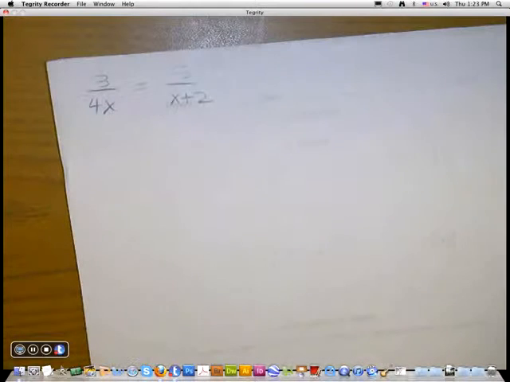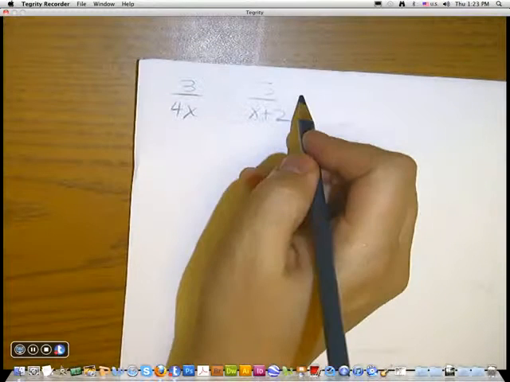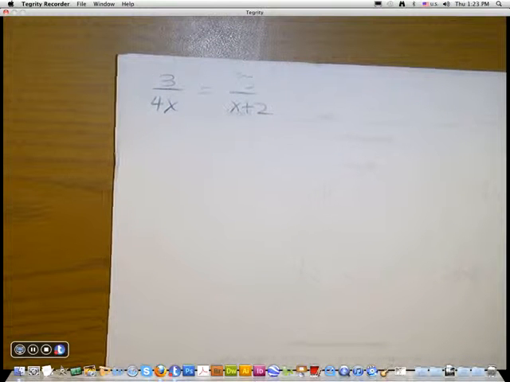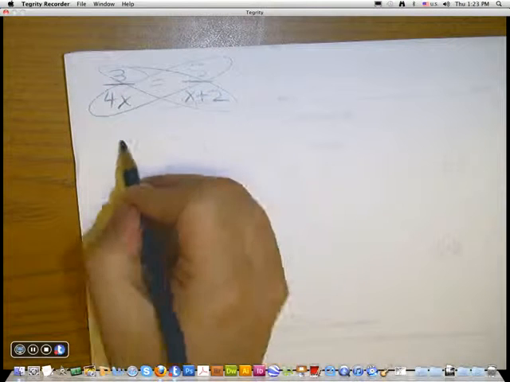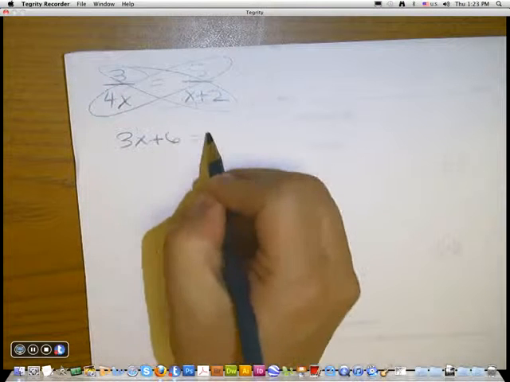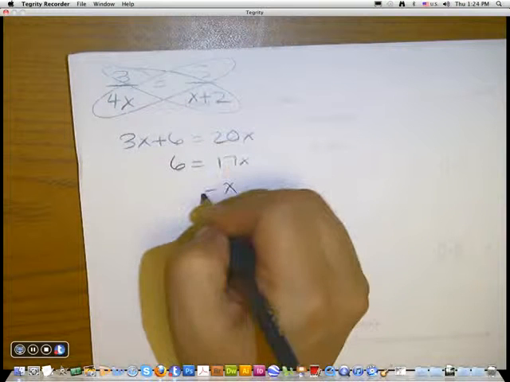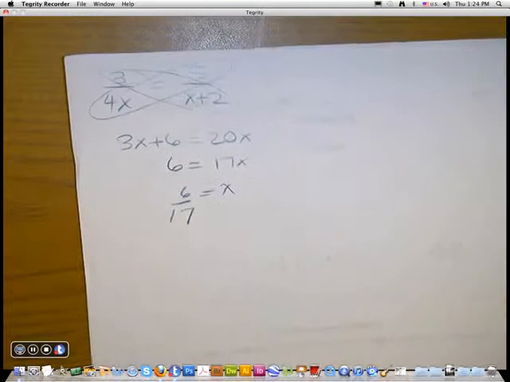Alright, this one's a little bit different because it's just a fraction equals a fraction. And when you have a fraction equals a fraction, yes, you might want to go, okay, I'm going to multiply by 4x, and I'm going to multiply by x plus 2, and you're absolutely correct. The only thing is the shortcut version is just do it once by cross multiplying. So we get 3x plus 6 is equal to 20x. So 6 is equal to 17x. X is equal to 6/17. When I put it in, I don't get 0, so I'm okay.